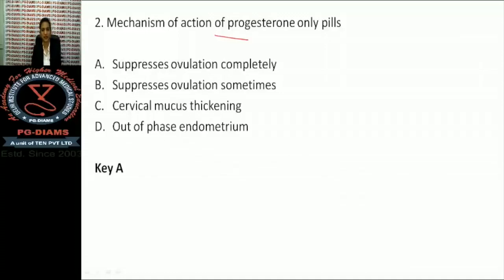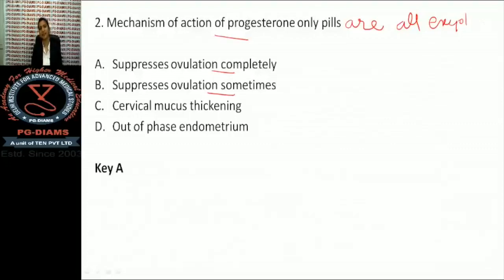Okay, I didn't write except here. The question is: the mechanism of action of progesterone only pills are all except suppression of ovulation, completely suppression of ovulation sometimes. Even if you didn't know anything about the topic, these two options are contradictory. So one of them has to be the answer.